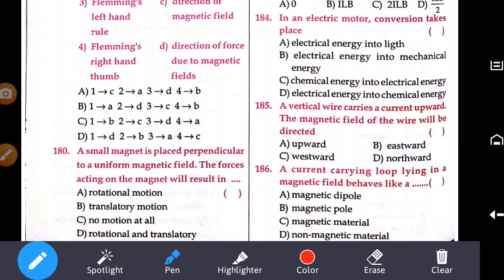Okay, 180th bit. A small magnet is placed perpendicular to the uniform magnetic field. The force acting on the magnet will result in what? This will result in the rotational motion. Okay, option number A.